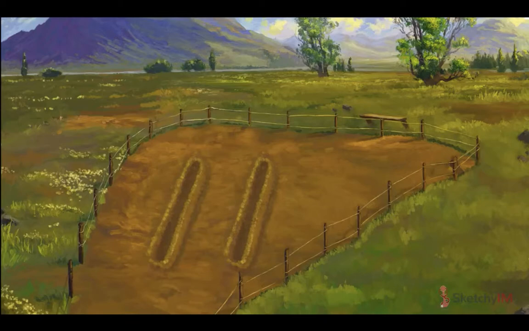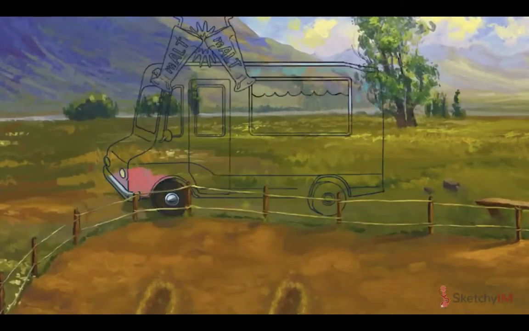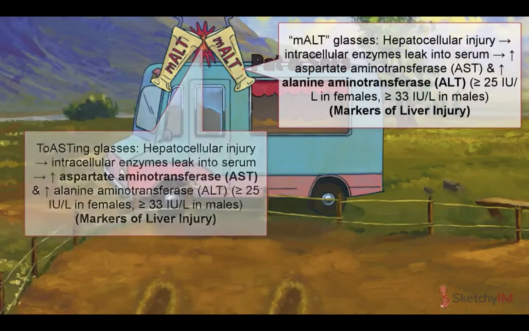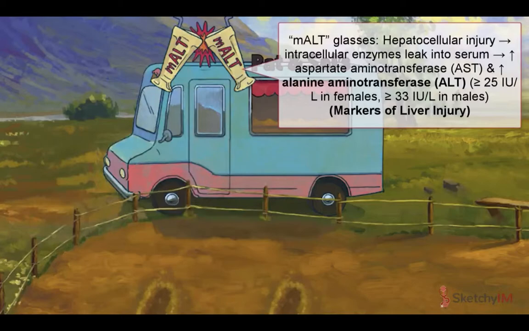Let the fun begin. The standard panel of liver tests is sometimes referred to as LFTs, or liver function tests. This is a bit of a misnomer because many are markers of liver injury, not liver function. How do you know who's who? We're getting to that. Aspartate aminotransferase, or AST, and alanine aminotransferase, or ALT, are markers of liver injury, in particular, hepatocellular injury. Hence the name, Pat and Sal's.